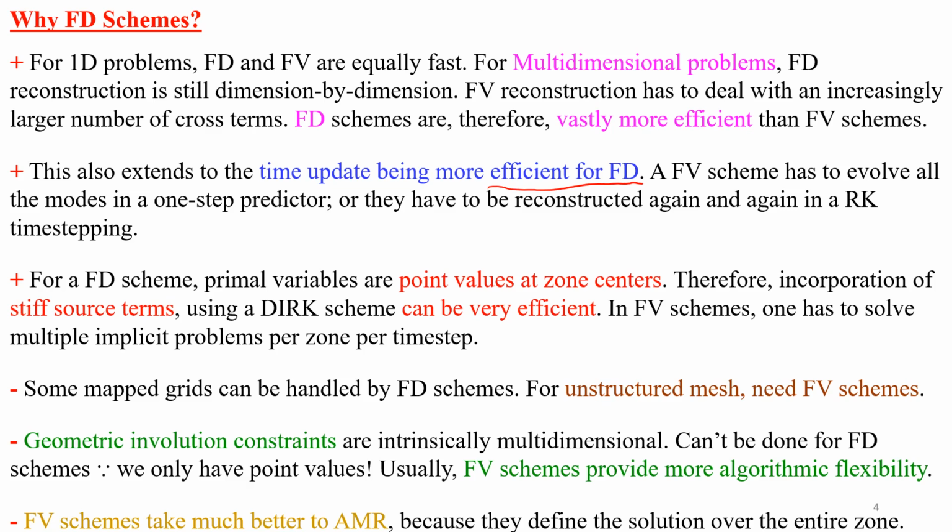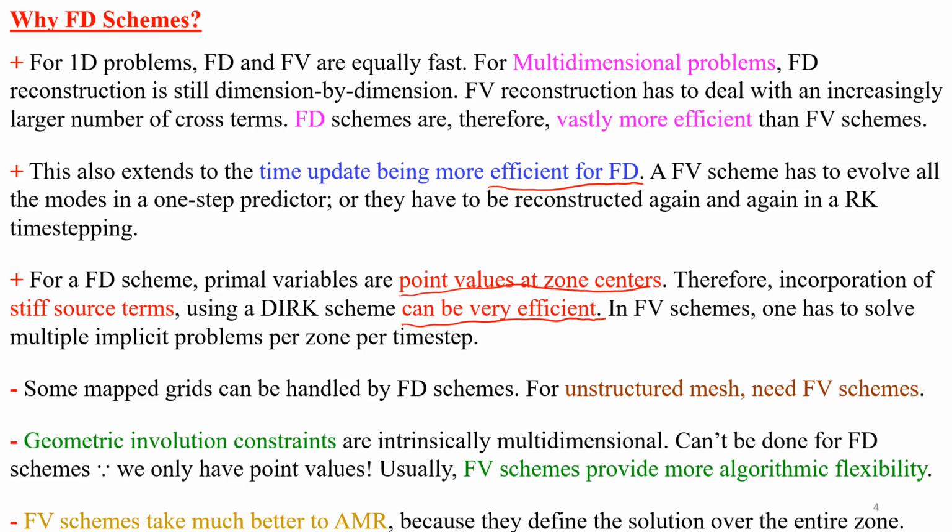The finite difference approximations also have a gigantic advantage because their primal variables are point values at the zone centers. As a result, if you have any sort of stiff source terms in your problem, then that update can be a pointwise update, which makes it very efficient. That is very efficient compared to finite volume schemes, where all across the zone you might have to solve for those stiff source terms. So you have many more matrix inversions if you have stiff source terms in a finite volume approximation than if you're using a finite difference approximation to solve the problem.